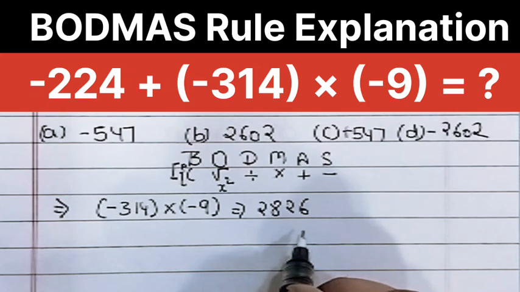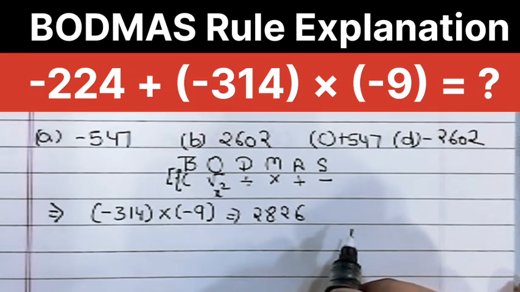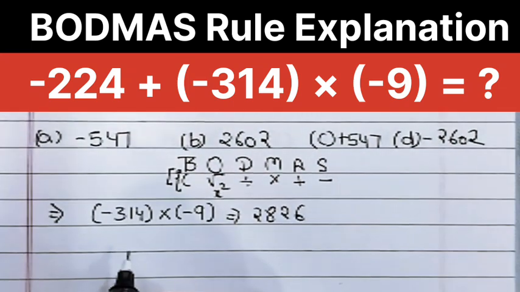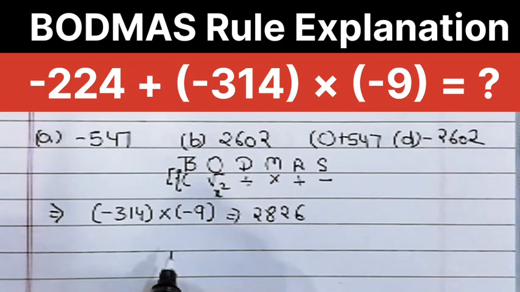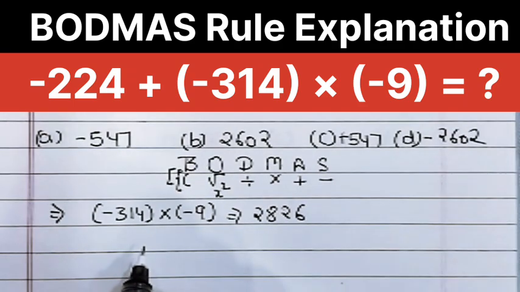According to this step 1, we use the BODMAS rule. Multiplication must be performed before addition. Multiplying two negative numbers results in a positive product.